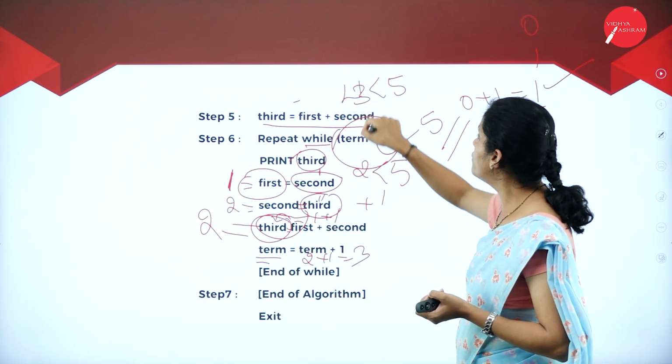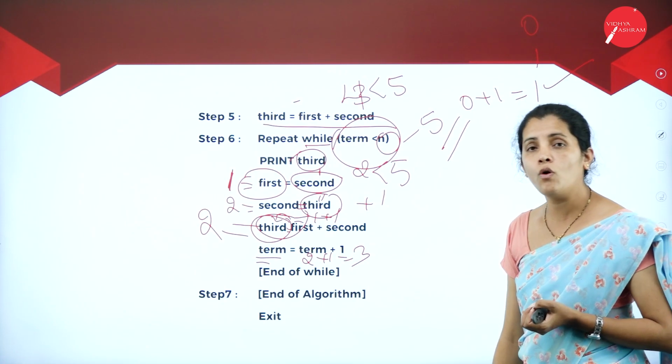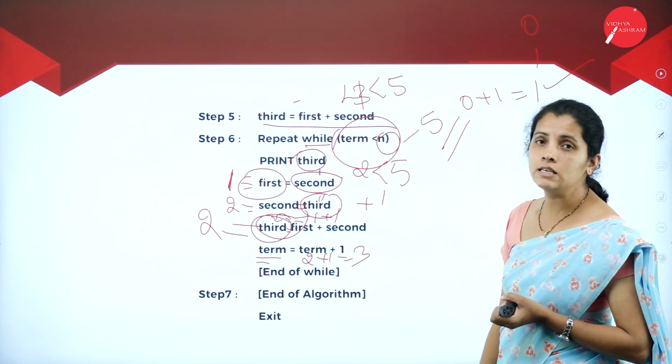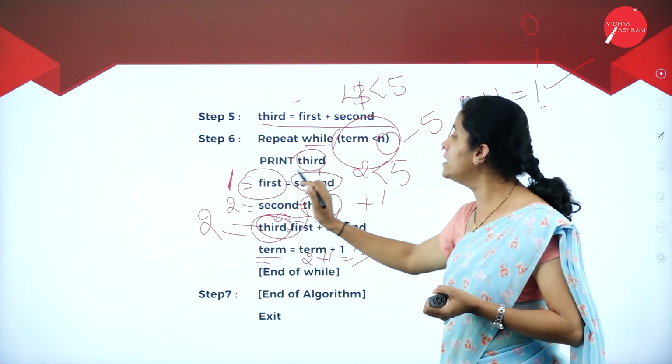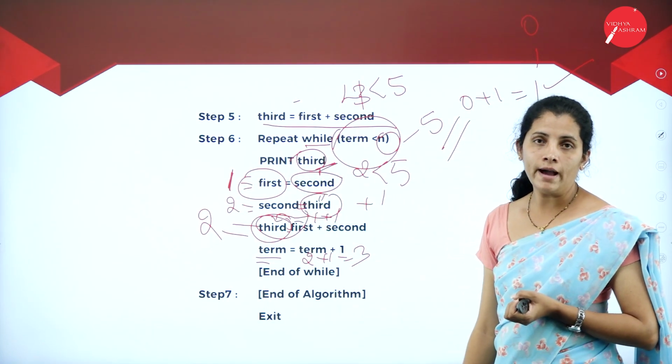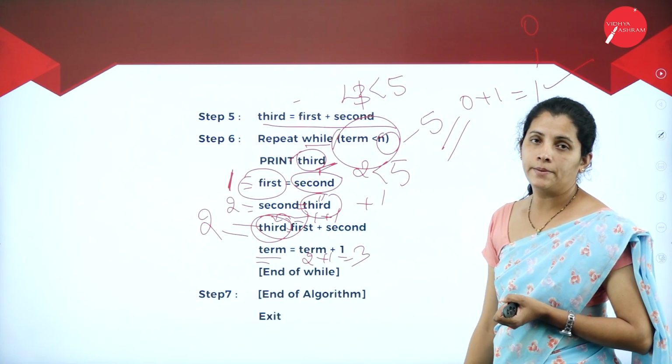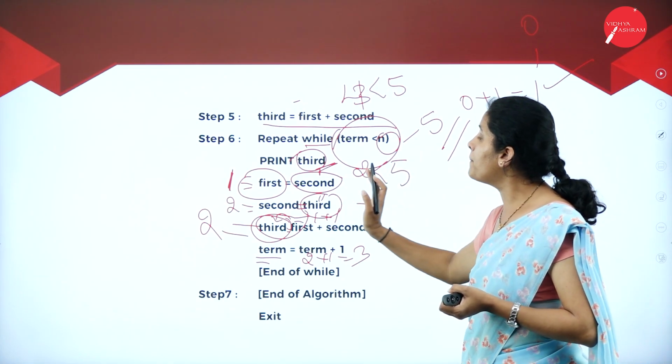What is the value of term now? It is 4. 4 less than 5, it is true. So what I will do? I'm going to print my third value, that is 3. Then I'm going to swap my value.